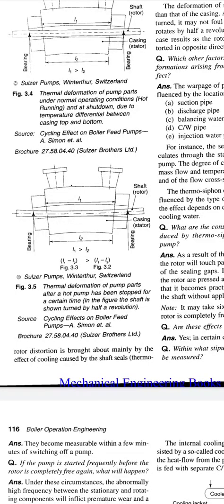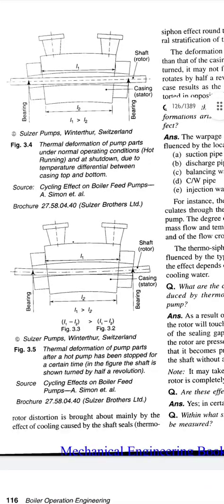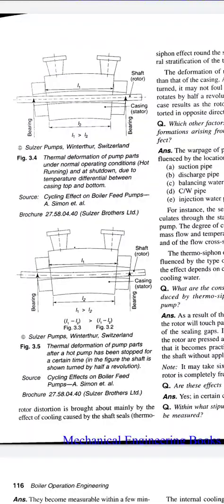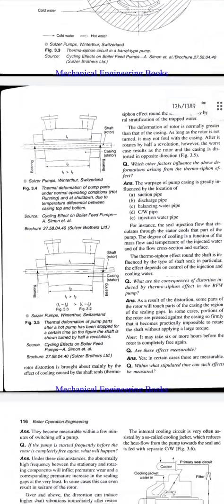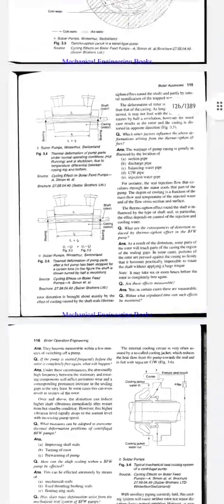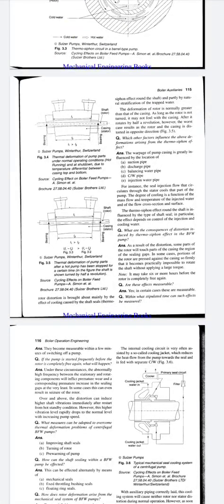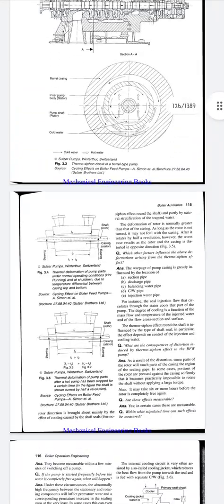In another diagram, I am reading the description: thermal deformation of pump parts after a hot pump has been stopped for a certain time. In the figure, the shaft is turned by half a revolution. So after the half revolution, we can see the bearing with curved deformation. So L1 is greater than L2. We can see the curved shaft rotor, and the casing stator is also slightly curved. So these are the pictures.